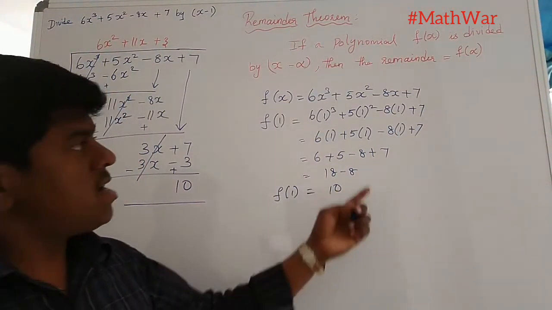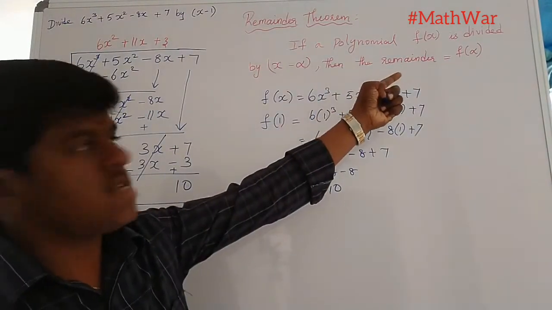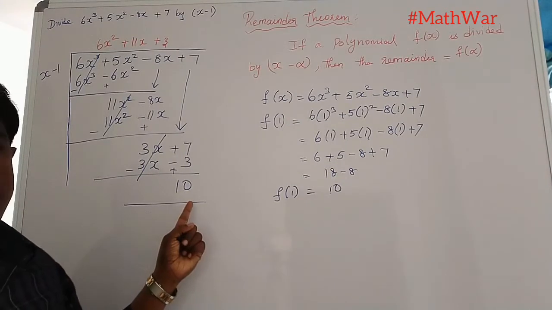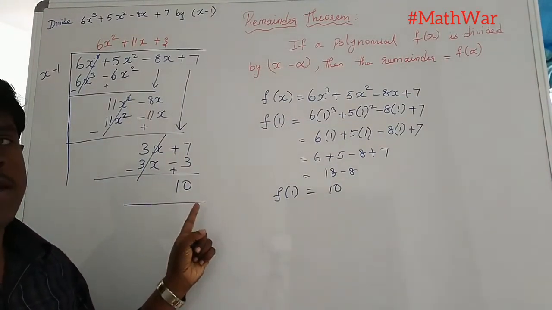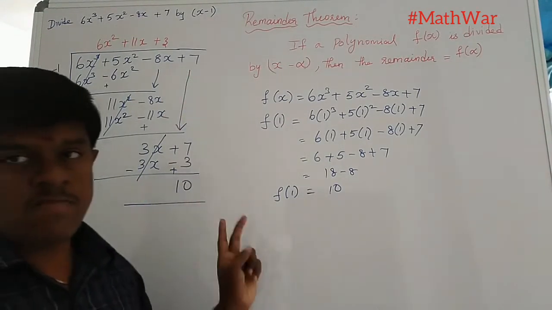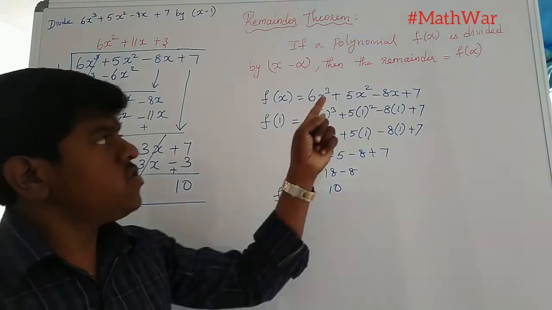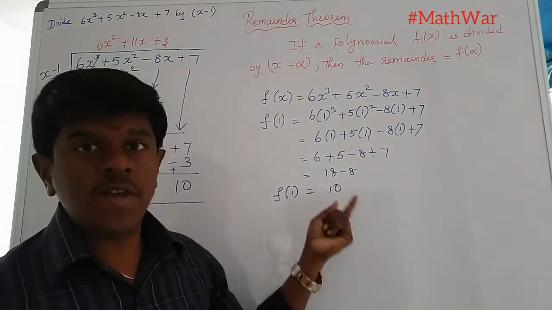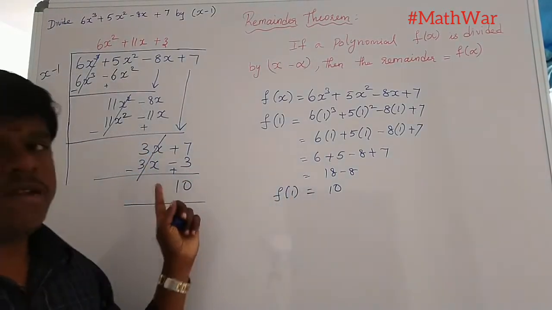That is what the remainder theorem states, this is the remainder. So 10 is the remainder. Here you can compare it: the remainder is the same, 10. So instead of doing the division method and finding the remainder, using the remainder theorem we can find the remainder easily. But we can't find the quotient. Only the remainder we can find.